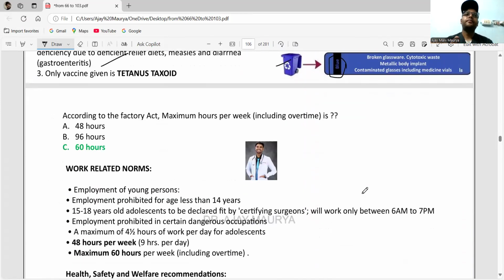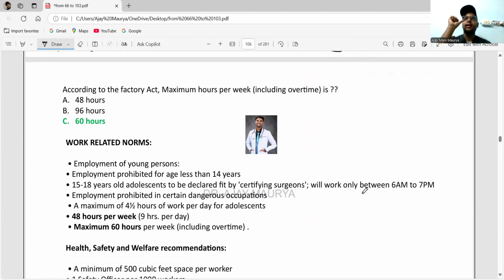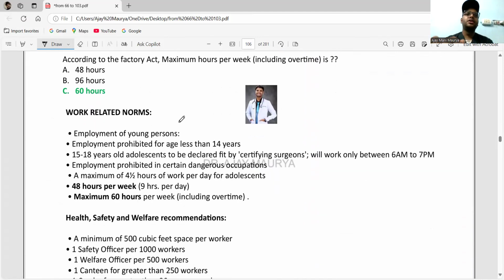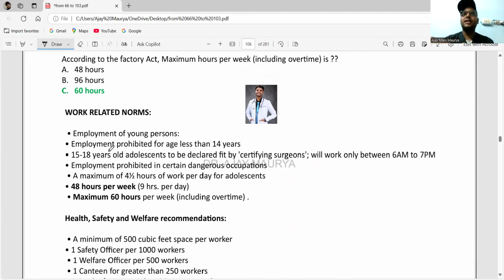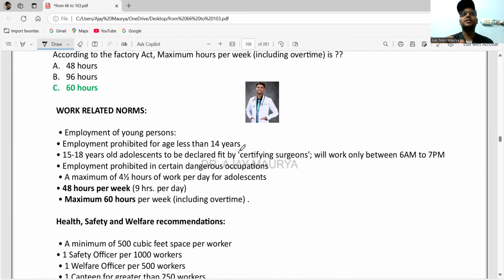Next one, this is the Factories Act. What you have to remember are the work-related norms. Employment of young persons: employment is prohibited for age less than what? Less than 14 years. If a child is less than 14 years, it will come under child labor. So for employment, age must be more than 14 years.